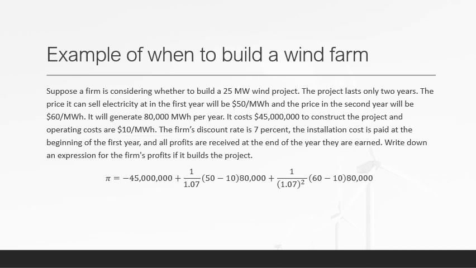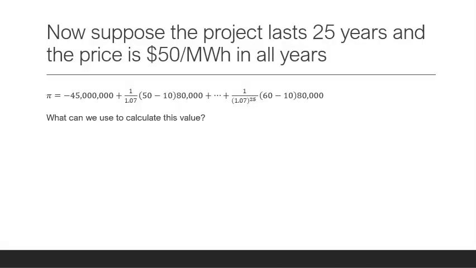That's going to be terribly negative, so it's not very useful. It's also not very common to have a wind farm that lasts only 2 years. So now suppose the project lasts 25 years and the price is $50 per megawatt hour in all years. So we're going to make it a little more simple.